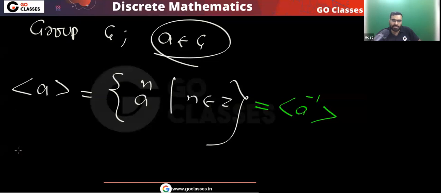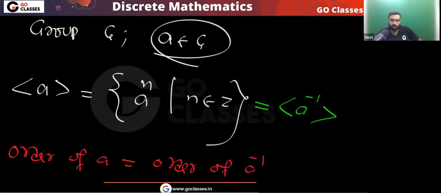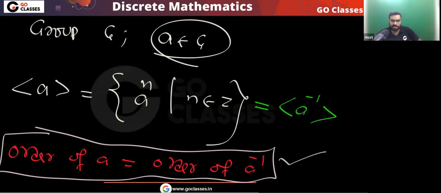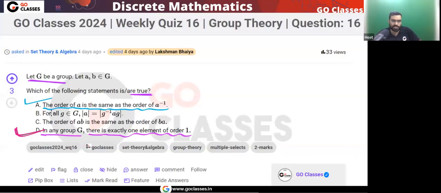So that is the reason I can say you can easily see that the order of A will be the same as the order of A inverse. Order of A will always be the same as order of A inverse. So this is a statement we have actually seen in our lectures. This question is from the class. So I can say option A is correct.